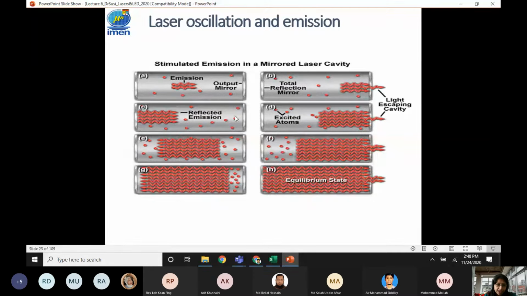So it hits back here and back and forth until you reach the equilibrium state where the photon gets enough energy to be emitted out through the partially reflecting mirror. So I hope it's clear to you how the laser excitation happens.